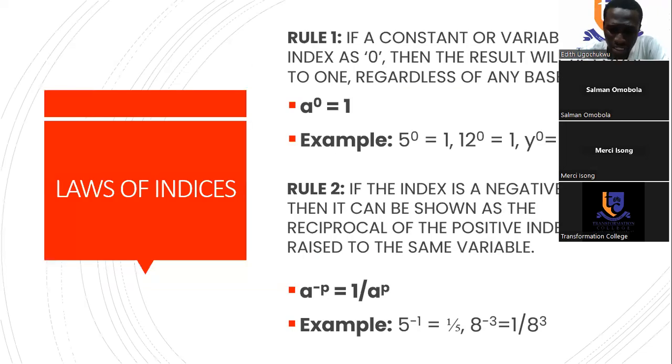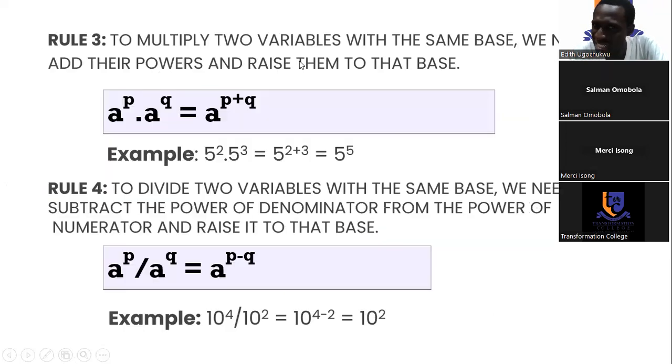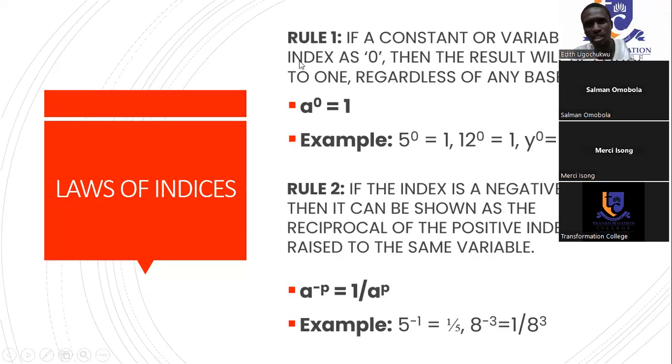Then another law of indices is the law that says anything raised to power 0 is 1. That's what the law says. So long as it's a constant raised to power 0, it is 1.